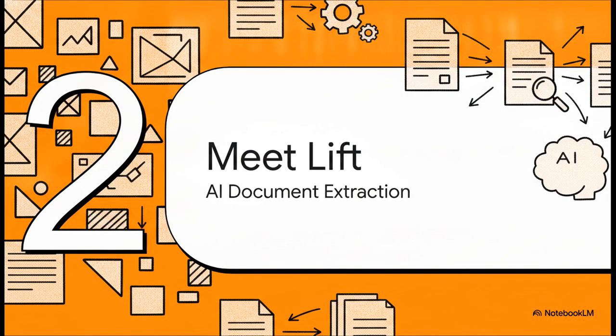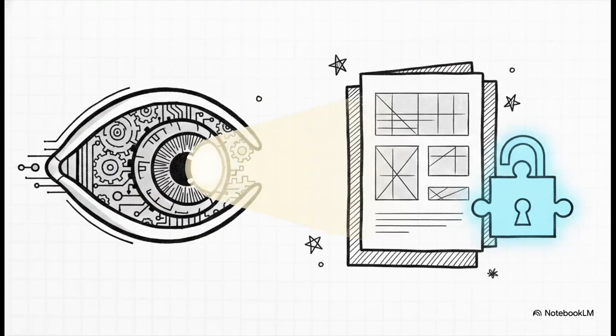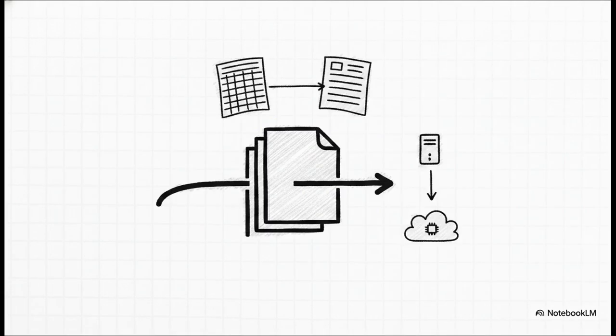Section 2. Meet Lift AI Document Extraction. So at its core, Lift is a 9 billion parameter vision model. That's the key takeaway here. It's relatively compact, but incredibly powerful. And because it's a vision model, it actually looks at the PDFs and images you feed it. It understands the spatial layout of the information instead of just blindly scraping raw text. And its primary promise? Simple, but a real game changer. It returns a valid JSON object that matches your schema exactly. Period.